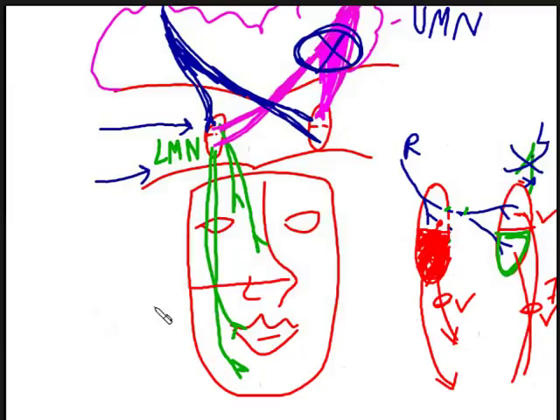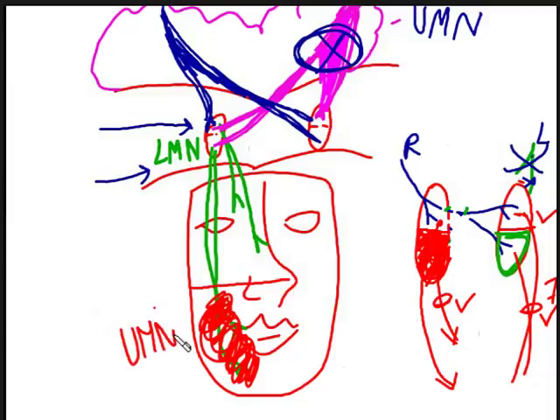There are no impulses coming to the muscles of the lower half of the face. They are not being controlled because these are gone. So there is what is called an upper motor neuron type of lesion on the lower half of the face on the contralateral side. The lesion is on this side, the effect is on the contralateral side.